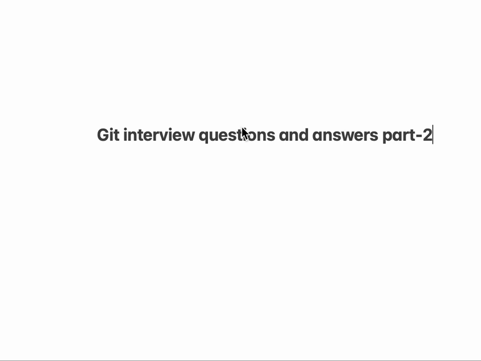Suppose when you raise a pull request, at the time you are going to merge, you can also get Git conflict issues. The same thing will happen. If there is no merge conflict, you can proceed to merge. Then how can we solve this merge conflict? That is one of the questions. How can we solve this Git merge conflict?